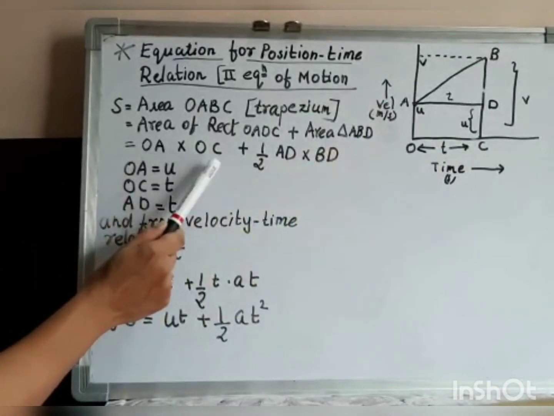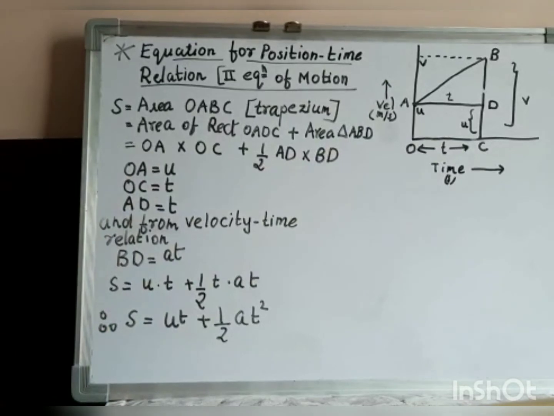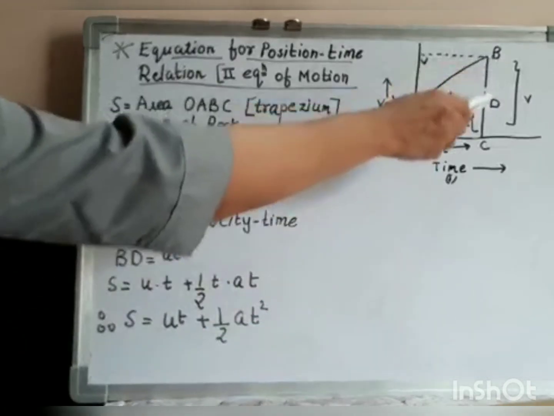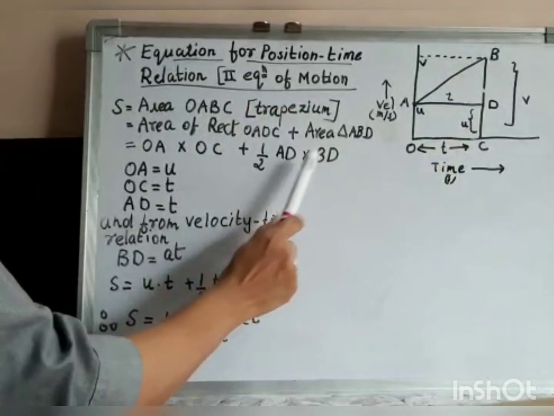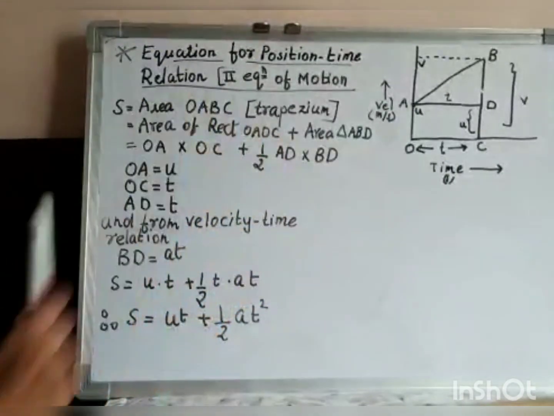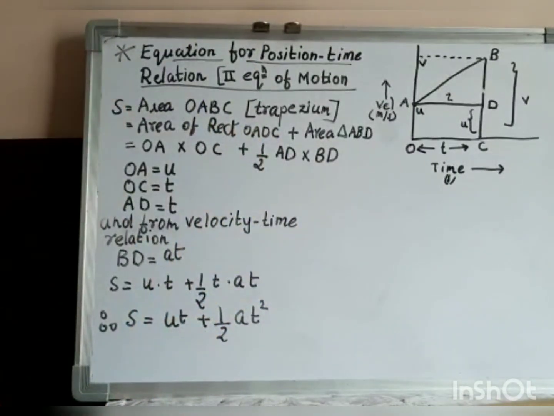Okay, OA multiplied by OC, that is length multiplied by breadth. Same way, area of triangle is equal to half base into height. So from this triangle we will write half base AD multiplied by height BD. So we have written this from the graph. Now we will put the values of this.